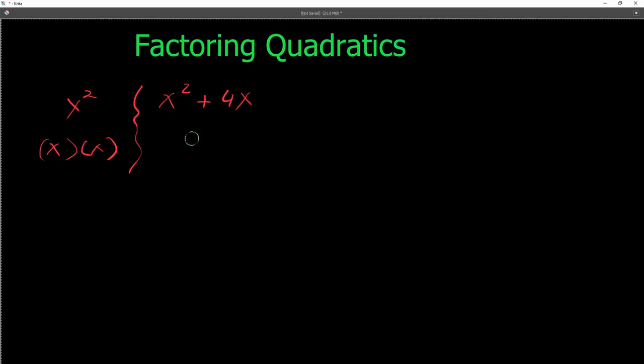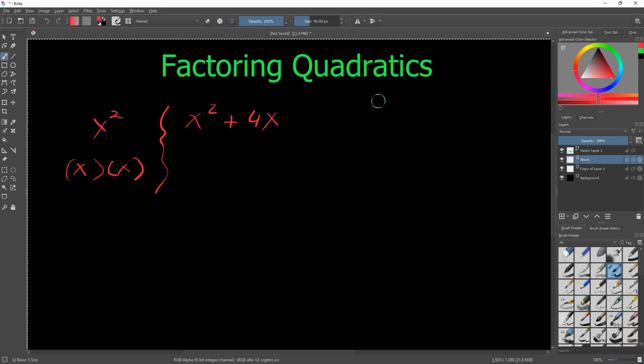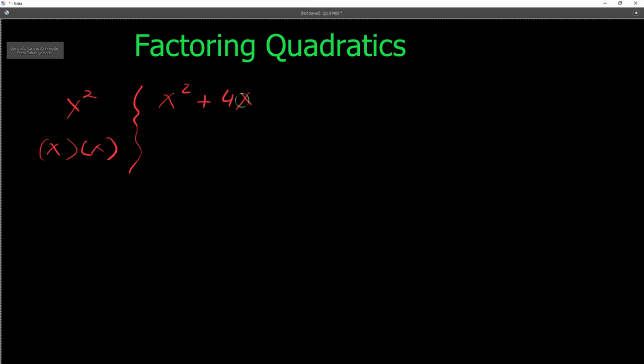The way you factor this is you always start out with taking out the greatest common factor. That means you look at each term and decide what they have in common. Well, they each have an x, right? Because x squared is x times x, and 4x is 4 times x. So I can take out an x.